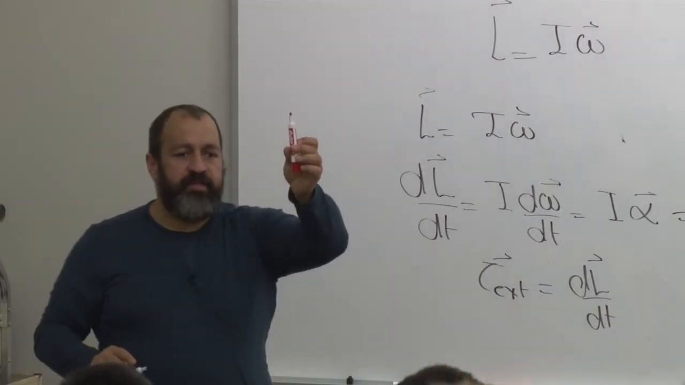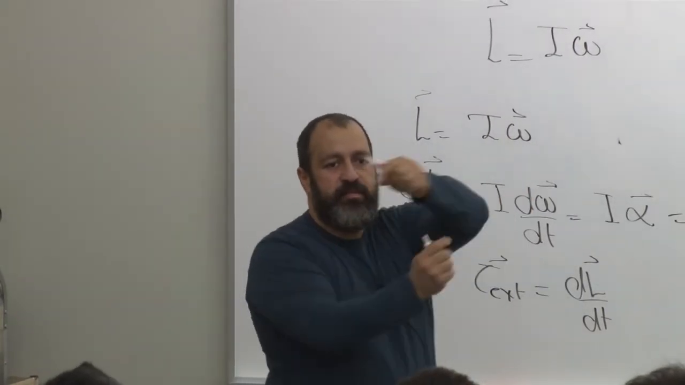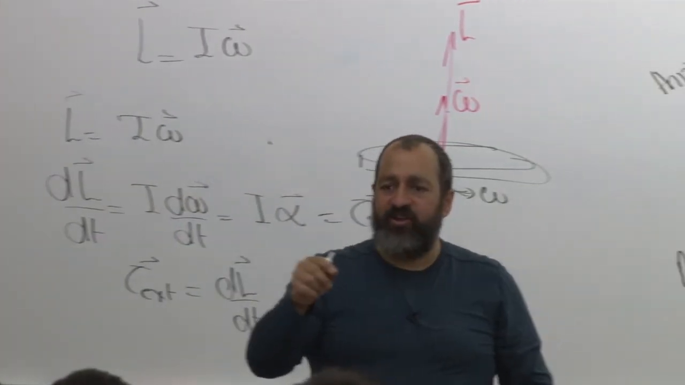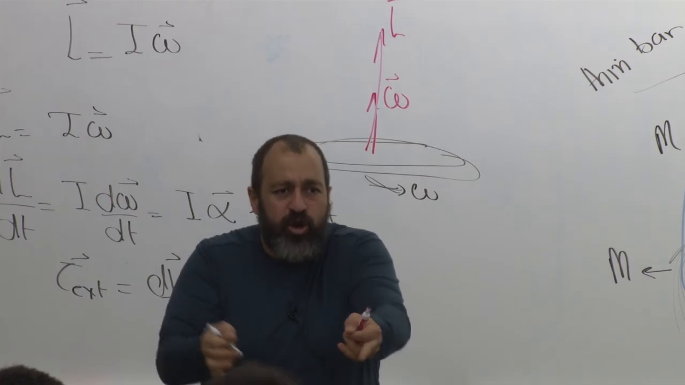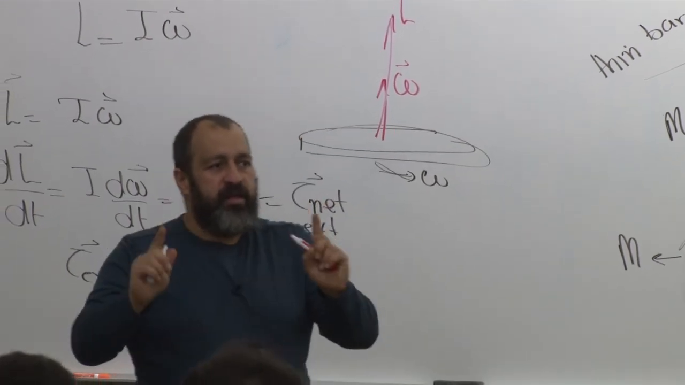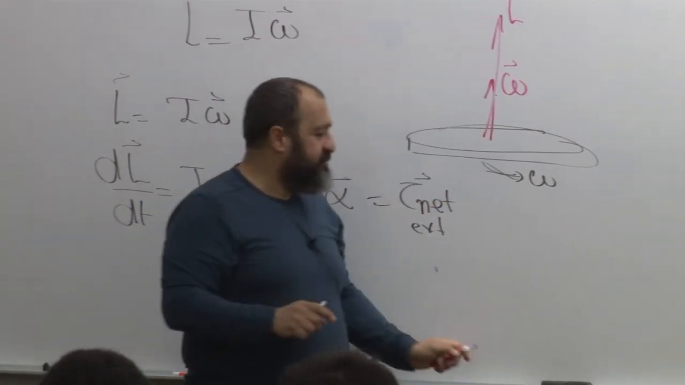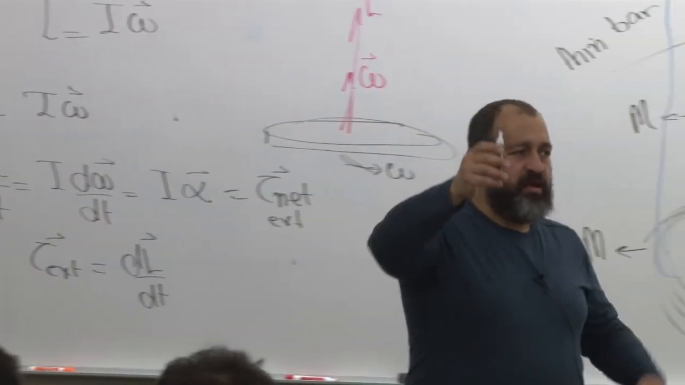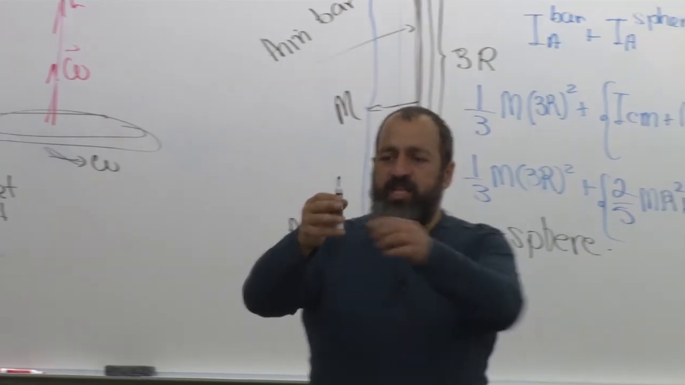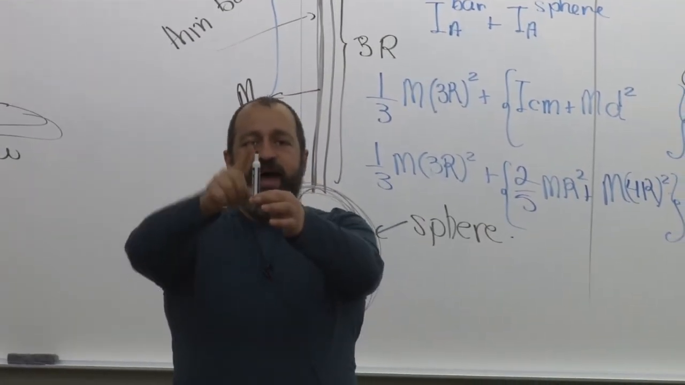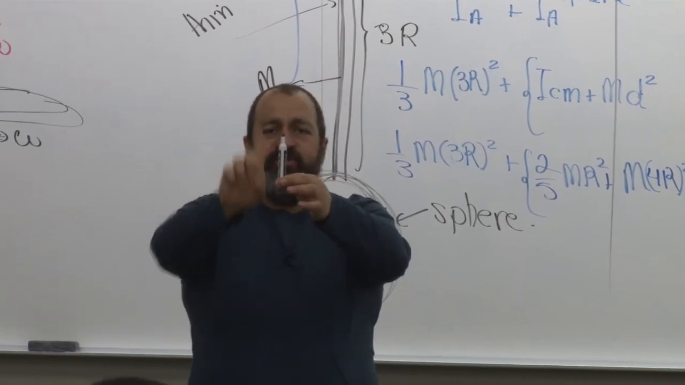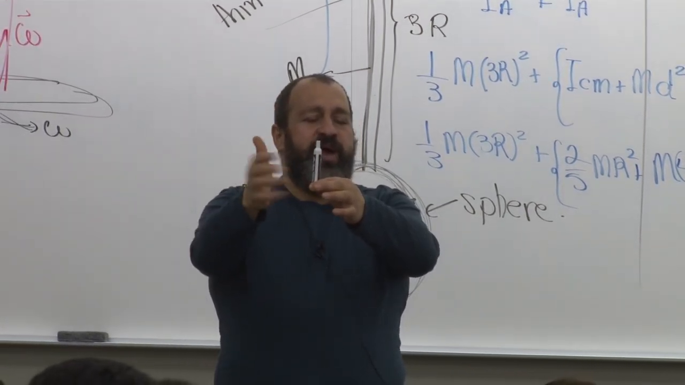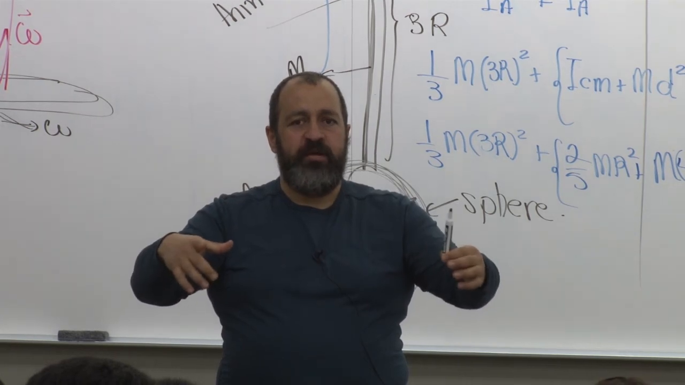What is it saying? If I have a disk spinning at a given angular speed, it will continue to spin at that angular speed unless you apply a torque to it to stop it. Please pay attention, guys. Let's say the disk is spinning like this. This is my angular momentum vector. If this is my angular momentum vector, which way is my disk spinning? This way.